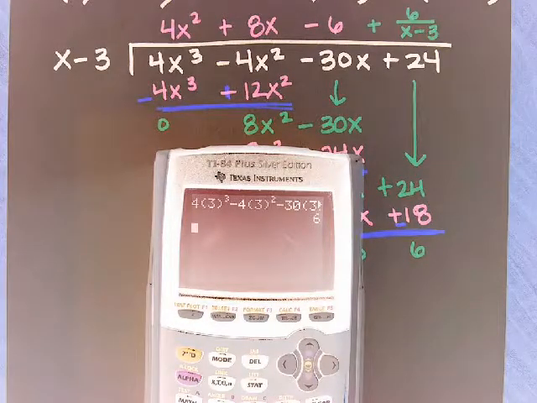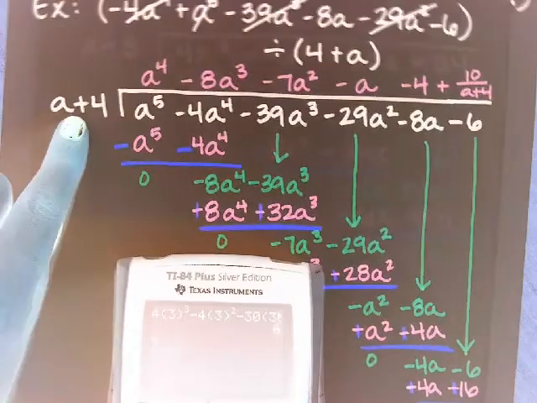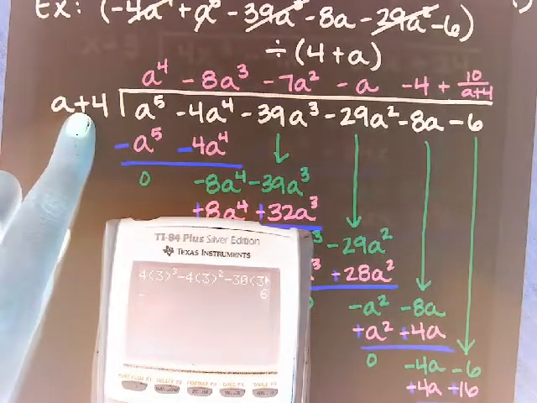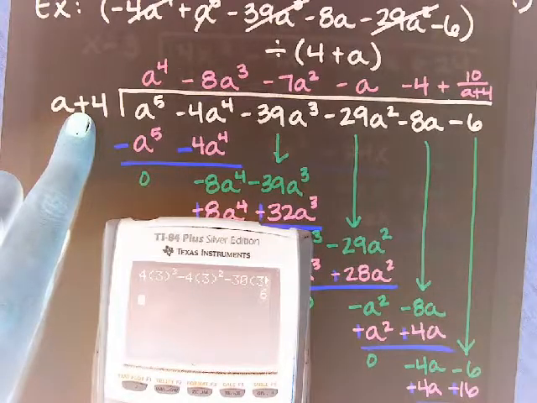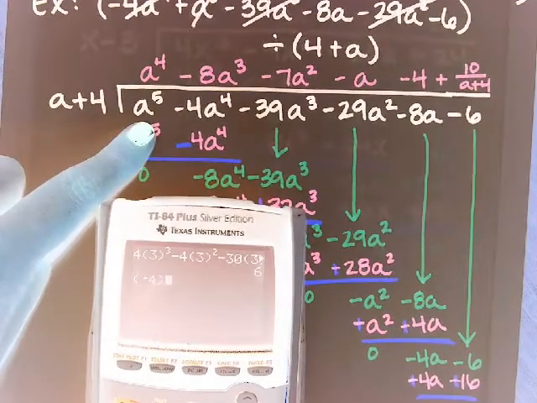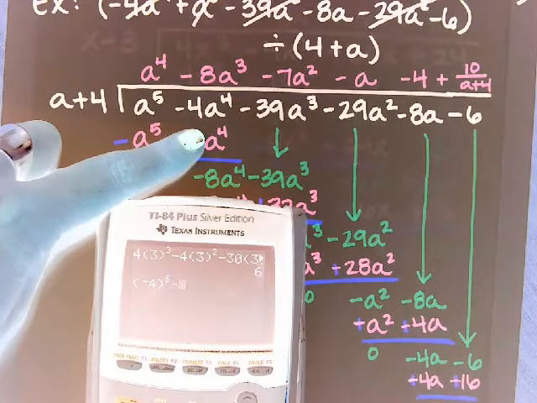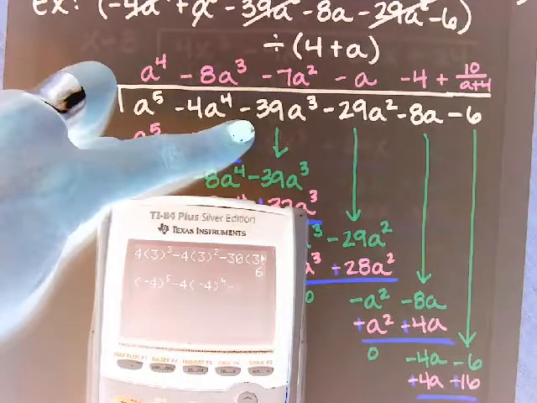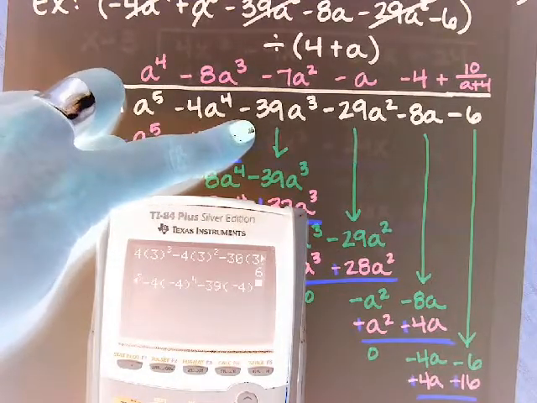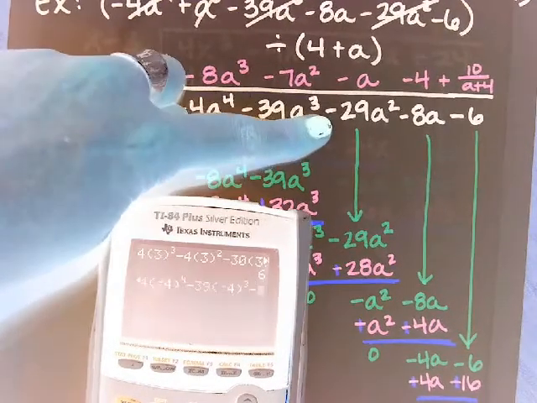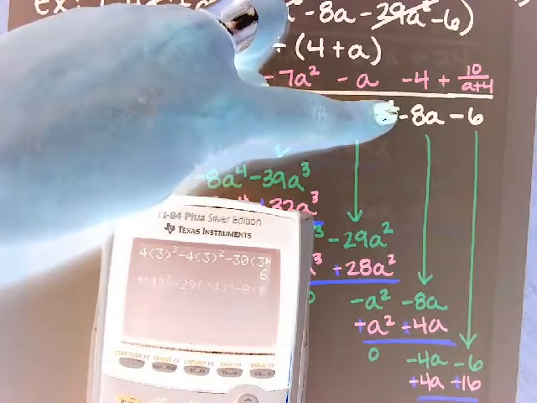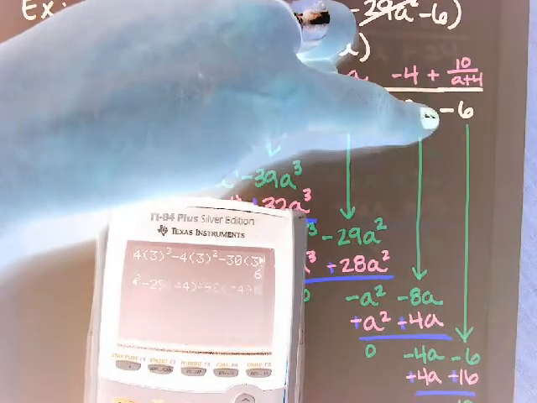Okay, we're going to try some magic again. No. What's the opposite sign? Minus 4. Okay, so what we're going to do is type negative 4 to the fifth minus 4 times negative 4 to the fourth minus 39 times negative 4 to the third minus 29 times negative 4 to the second minus 8 times negative 4 minus 6. What do you get?